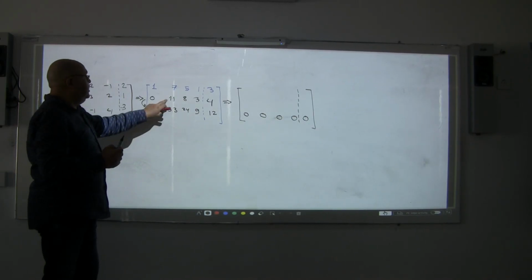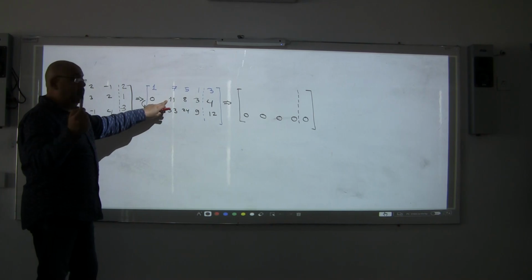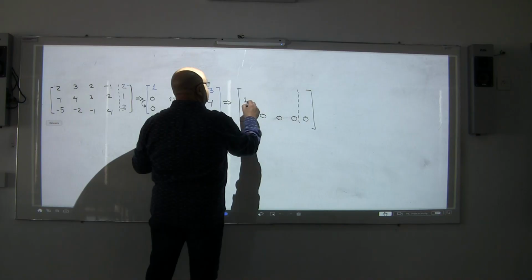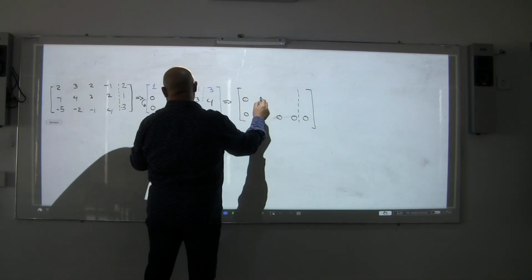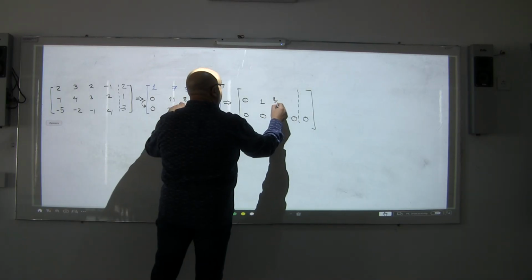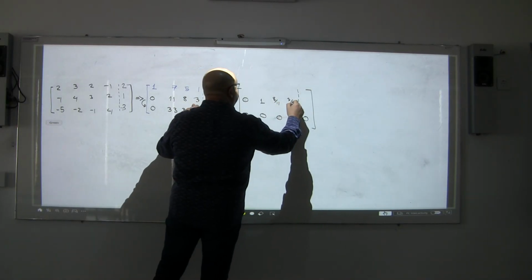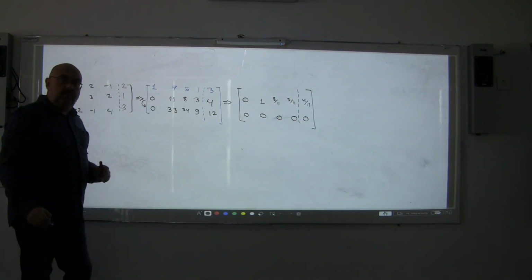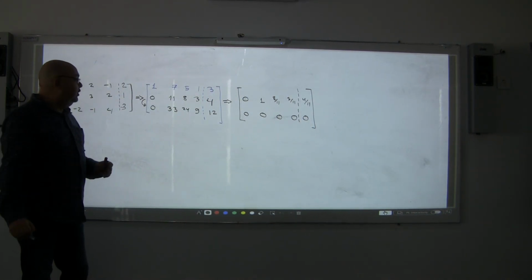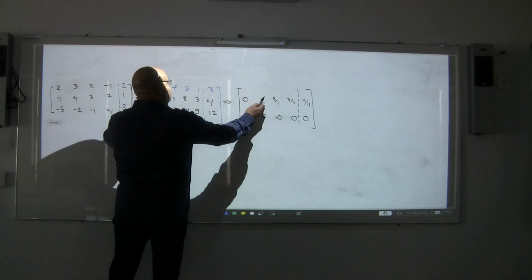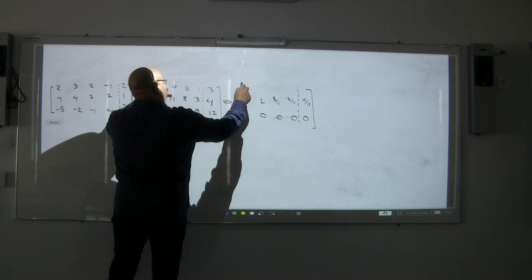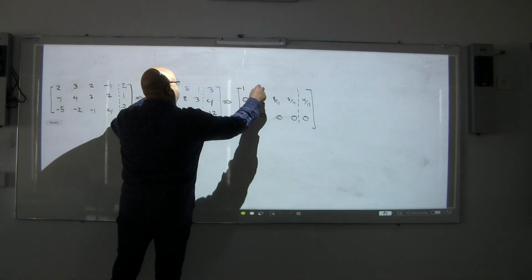Continue. I will need this number to be positive 1. No. So I will have to multiply in 1 over 11. So it's gonna be 0, then positive 1, then 8 over 11, then 3 over 11, 4 over 11. I have divided on 11 or multiplied 1 over 11. Then I will multiply in 7, negative 7, and add on the first row. Negative 7 times 0 plus 1, 1. Negative 7 plus 7 is going to be 0.